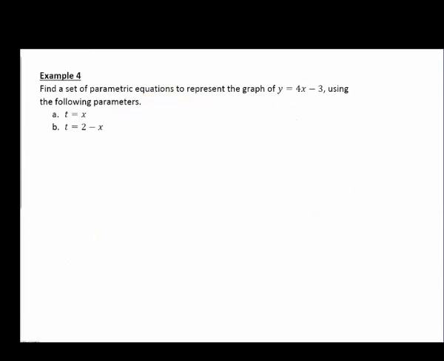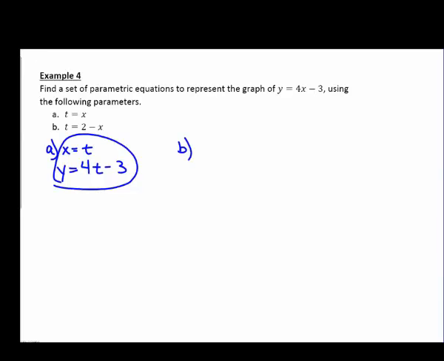Okay, let's take a look at one last example. Find a set of parametric equations to represent the graph of y equals 4x minus 3 using the following parameters. So for the first one, we know that x equals t, so we're just going to plug in t for x. And that is all you do. That is the answer. So that's the set of parametric equations.